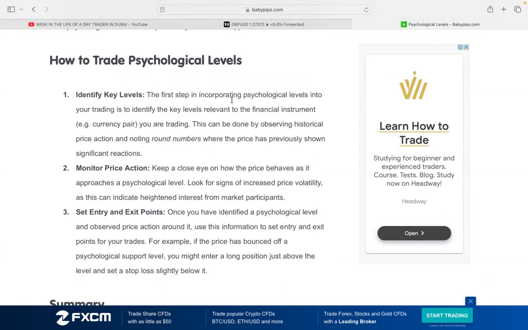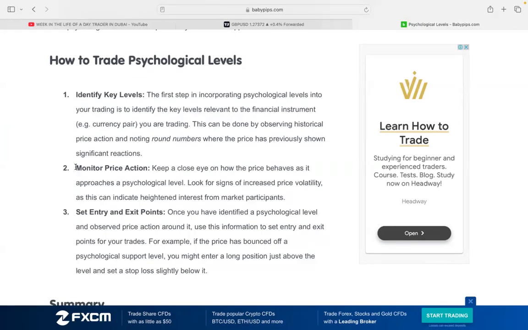Identify key levels. The first step in incorporating psychological level into your trading is to identify the key levels relevant to the instrument you're trading, meaning that you have to understand how to calculate pips on your currency pair that you're trading. First of all, when you can calculate the pips, the way it moves, you can implement your psychological level on that particular pair. This can be done by observing historical price action and noting round up numbers where price has previously shown significant reactions.